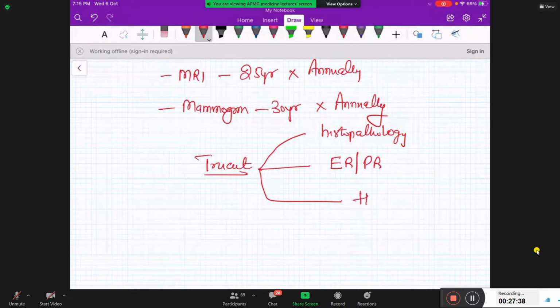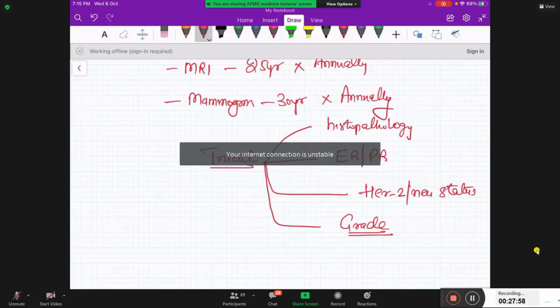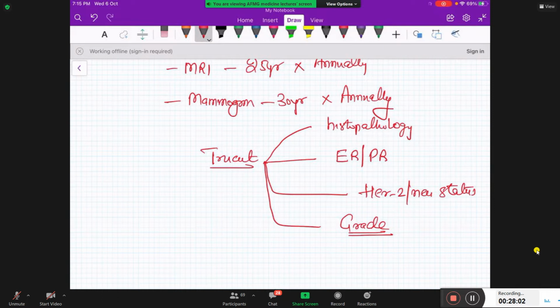So they can ask you what all information you want to know through true cut biopsy. It is not only that we want to know the pathology of the type of cancer, we also want to know ER, PR status. We also want to know HER2 neu status. Want to know the grade of the tumor. These are the 4 things we would like to know in a patient of a lump breast in true cut biopsy. Okay, right?